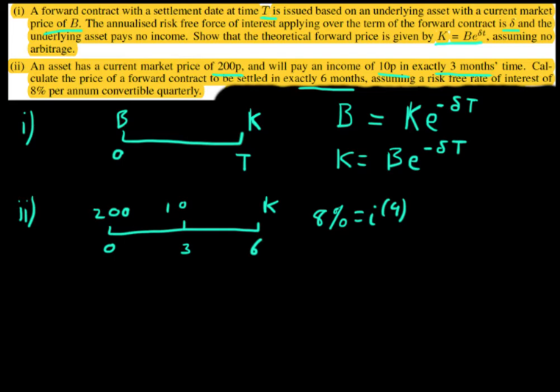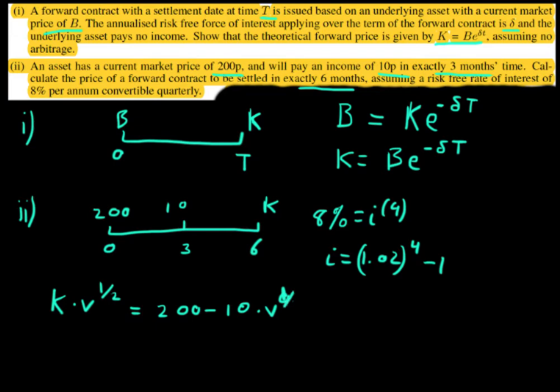Alright, well, let's just work this one out. Basically, once we find out what i is going to be equal to, which is 1.02 to the power of 4 minus 1, we're then just going to be saying that K being discounted back, so K times v to the half a year, 6 out of 12, is equal to 200 minus 10 being discounted back a quarter of the year. So let's just keep things with fractions. Quarter of the year. And that's really it. And then we're just going to get K by itself. So let's find out, because we know how to do that. Except this is using a force of interest, whereas over here we're just using a regular rate of interest, an effective rate of interest. So let's calculate this.